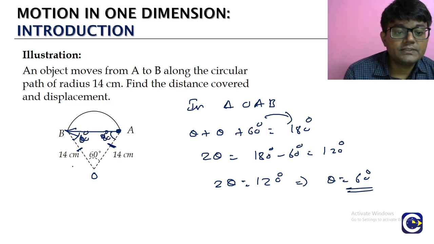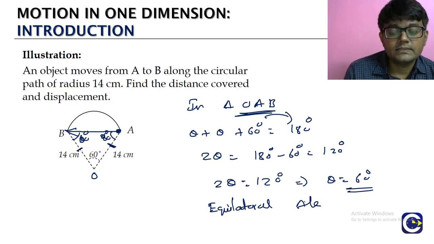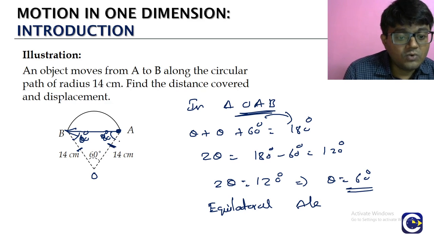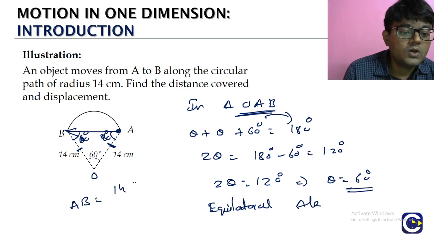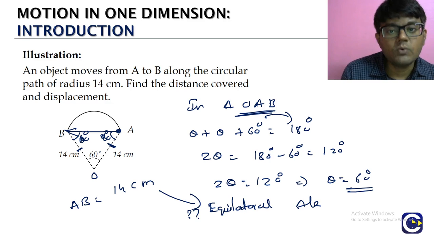This is also 60. Now what is happening? The triangle OAB is becoming like an equilateral triangle. Equilateral triangle means all angles will be 60 and all sides will be equal. Now OA is 14, OB is 14. So AB also will be equal to 14 centimeters. Why? Because the triangle OAB is an equilateral triangle.